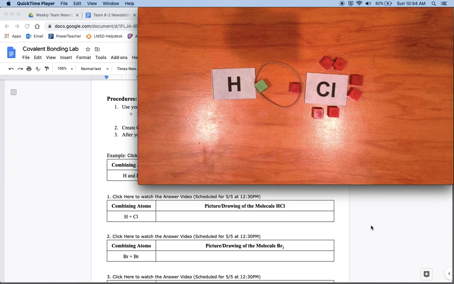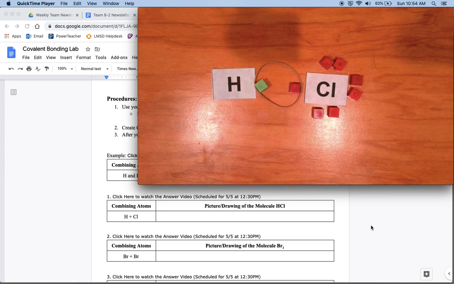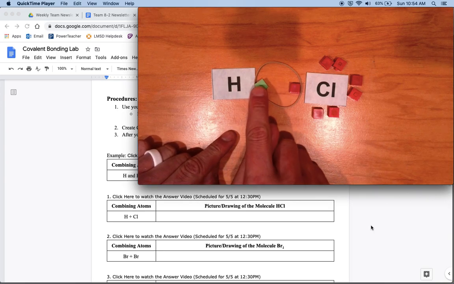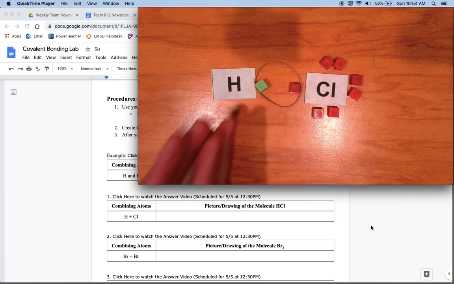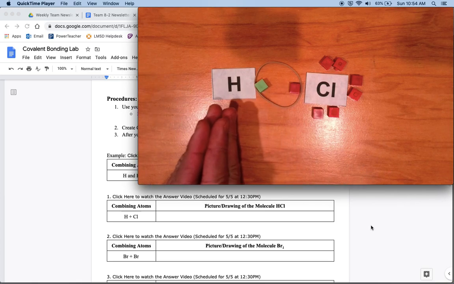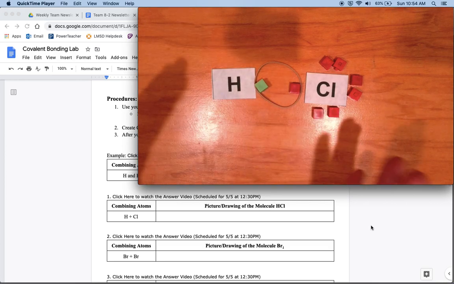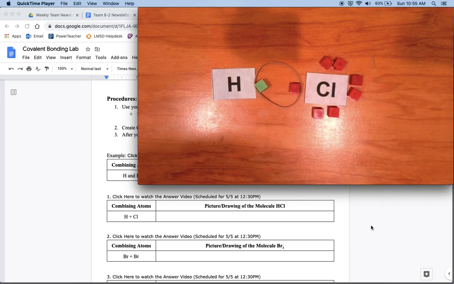Now remember, this is not like an ionic bond where I have to put the brackets around, and the reason why is because this time around, the hydrogen isn't actually physically giving away its electron, so the atom hasn't changed. The number of protons and electrons are still the same for the most part, as a whole. So that's the reason why we don't have to use brackets and all that kind of stuff.